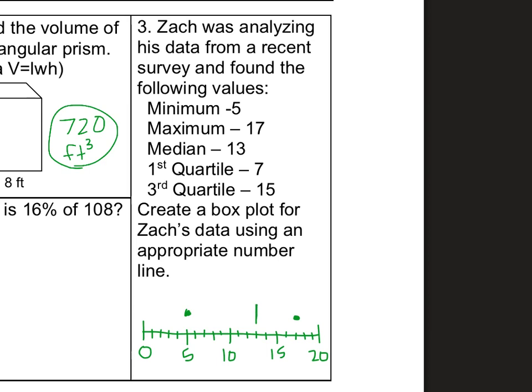First quartile is 7, so I'm going to put a line just like that here, and then third quartile is 15. And now I just make a box around my quartiles, and then I draw my connector to my minimum and my maximum. And there we have our appropriate box plot with our appropriate number line.